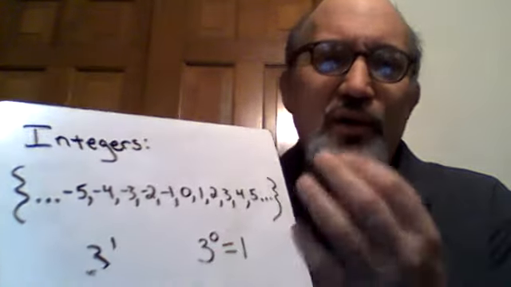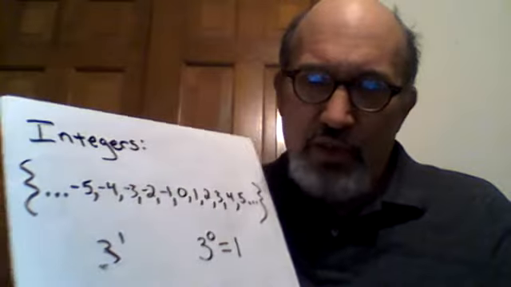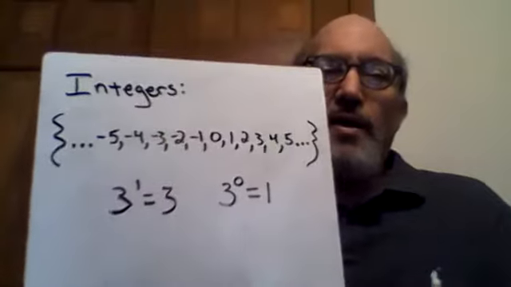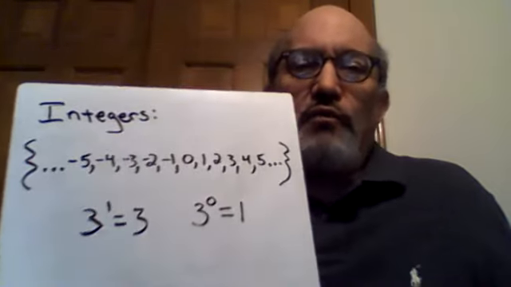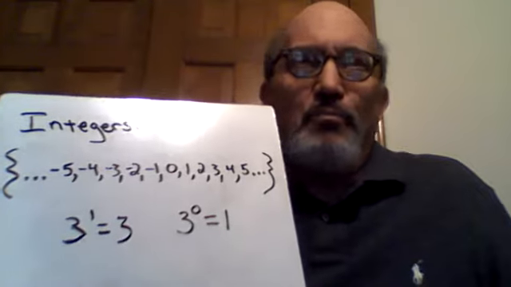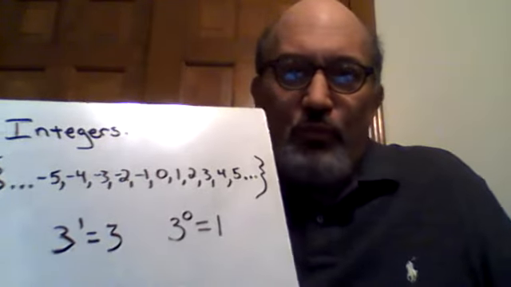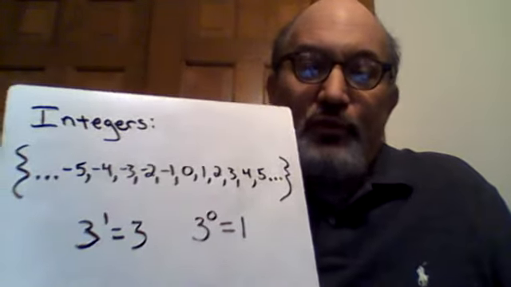Well, 3 to the 1 is intuitive. It is what you would expect it to be. 3 to the 1 power is 3. For a long time, I just sort of accepted that and didn't bother explaining it, just assumed that the students would realize 3 to the 1 is 3.